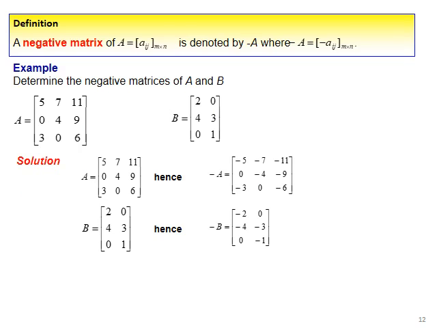Negative matrix. Negative matrix is the same matrix but multiplied by -1. It means all elements will be negative. As an example, this is A. I want the negative of A. I will make every element with a minus sign. You see here? All elements are multiplied by minus. The same thing for B. It will be -2, -4, -3, -1, and the others zeros.